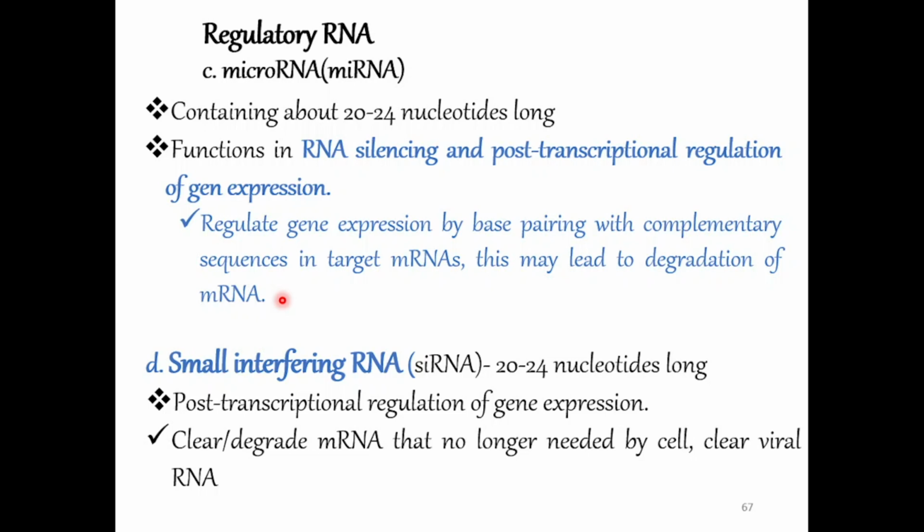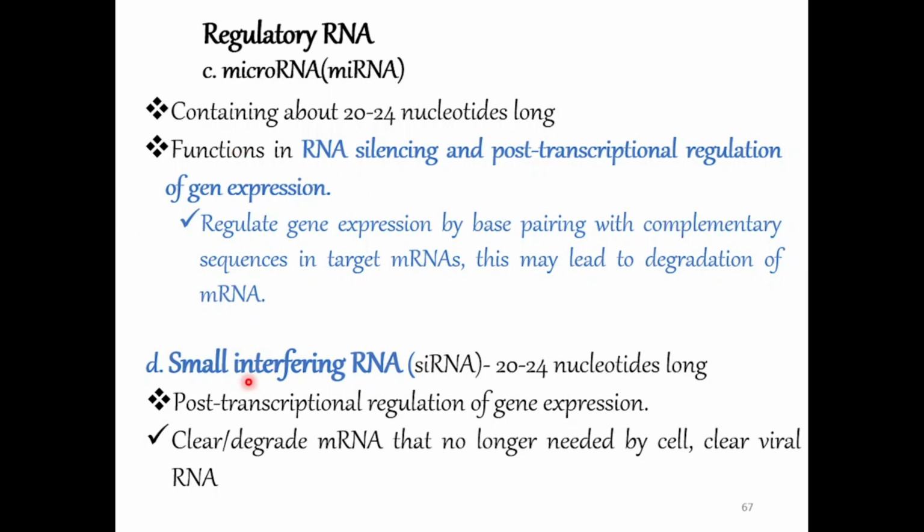After transcription, post-transcriptional regulation could happen, because immediately after transcription, pre-messenger RNA will be produced. That pre-messenger RNA cannot perform its activity because it is immature. Because of that reason, the pre-messenger RNA should be processed to produce the mature form of RNA, messenger RNA. So that is the role of microRNA.